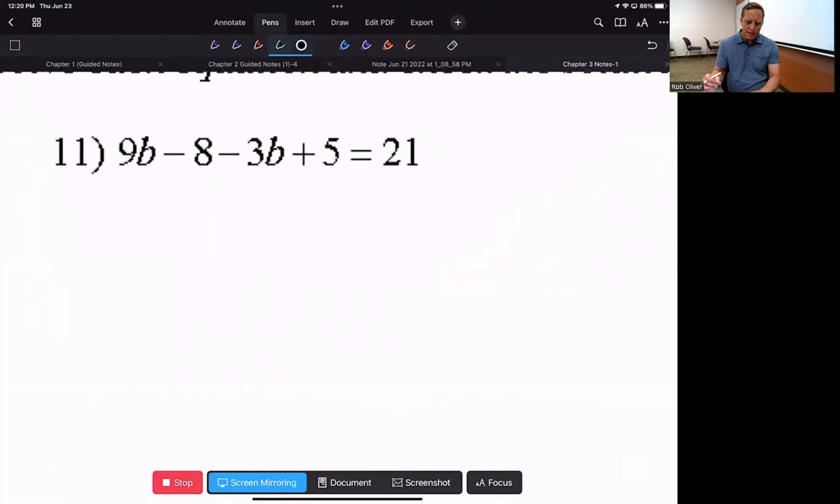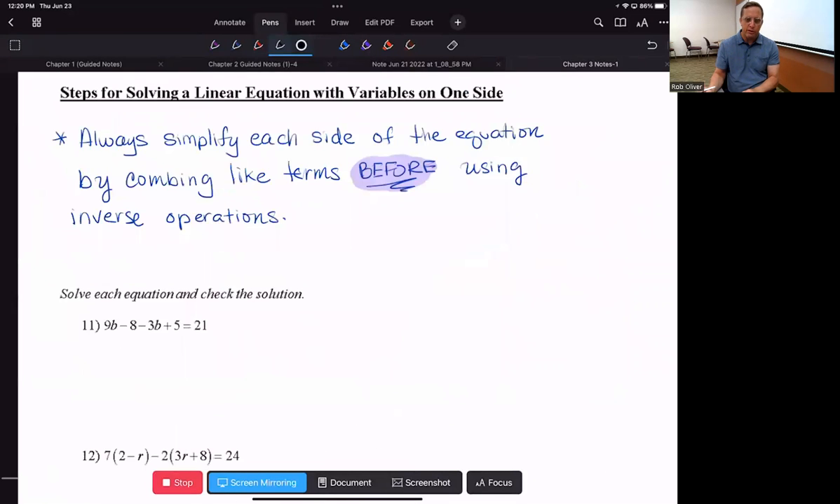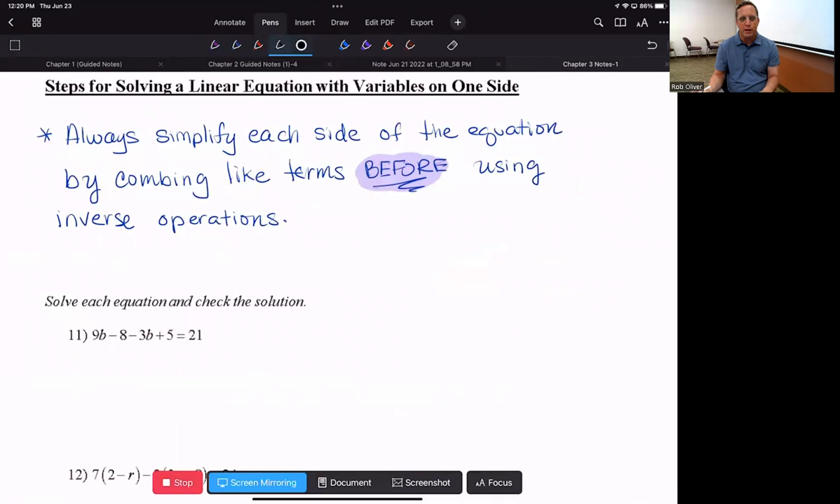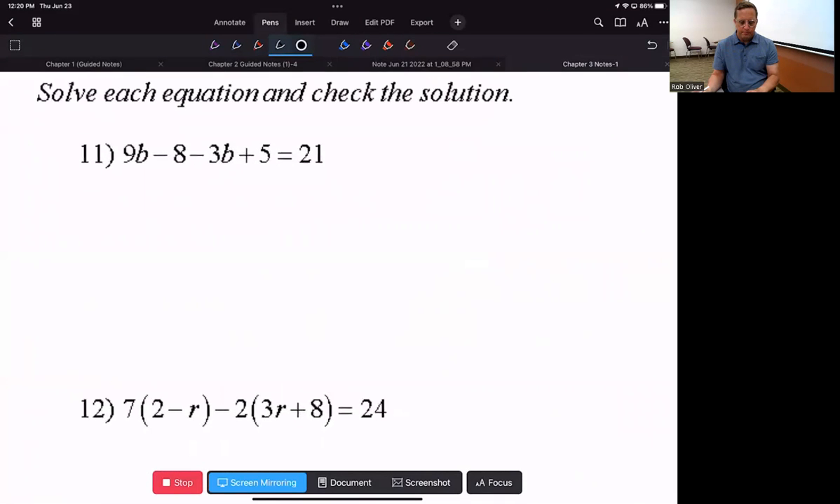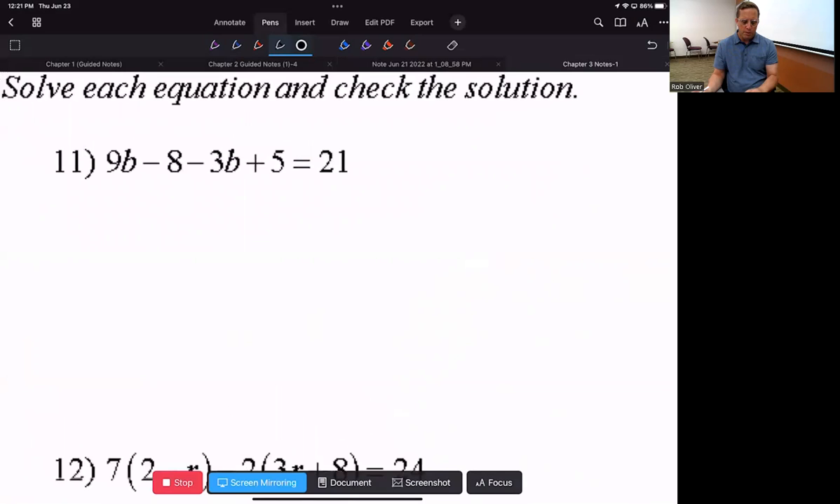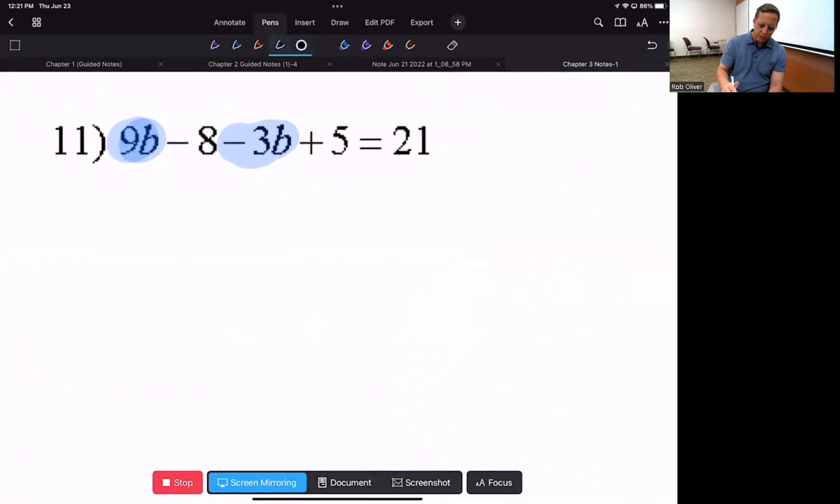All right, so for number 11, and by the way, make sure you pause the video and have that written down. For number 11, you're going to notice if you look at the left side in particular, that it has some like terms that can be put together. Right here you have 9b, and right here we have negative 3b. Those are like terms, and when you simplify them, you have 9b and negative 3b. That makes 6b.